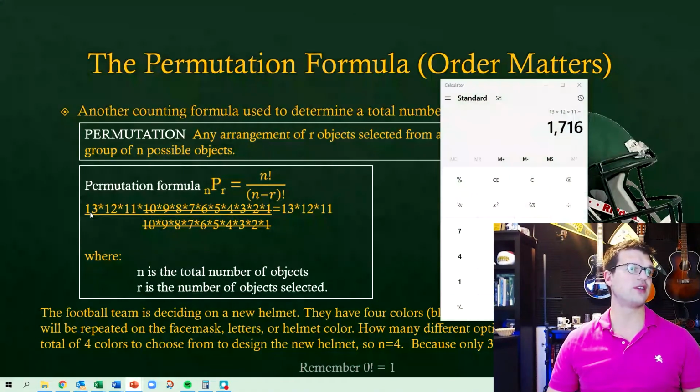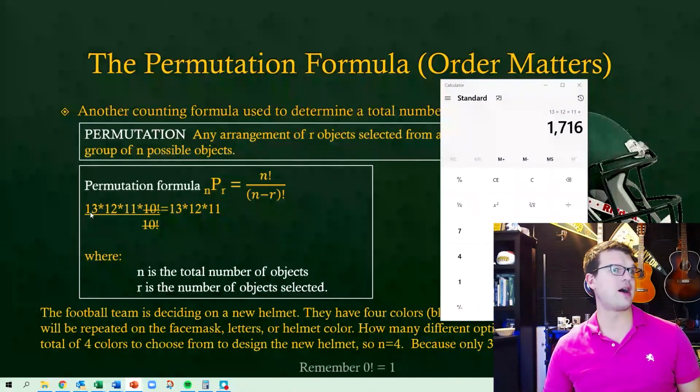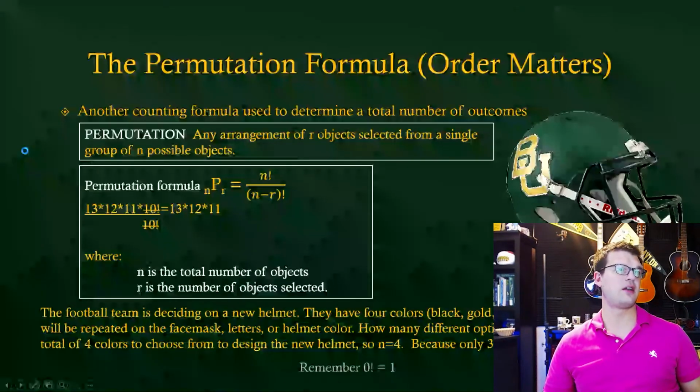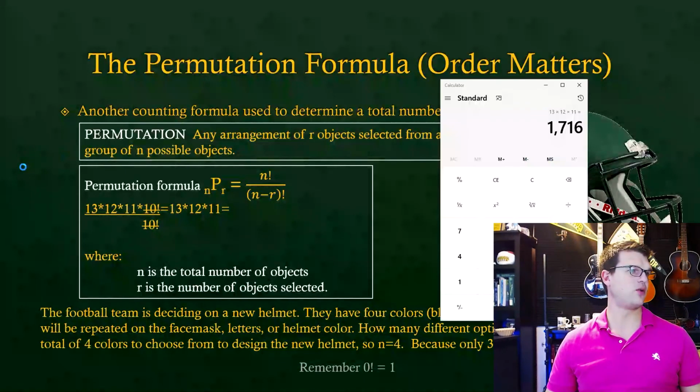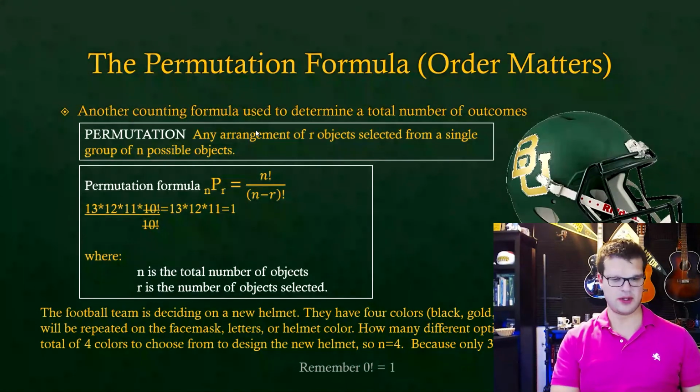Another way that you can do this is to note that on the bottom, you've got 10 factorial. So when you start listing them out, just go 13 times 12 times 11 times 10 factorial, and you can just cancel out the 10 factorial with the 10 factorial, which gives you 13 times 12 times 11, which equals the 1716. And that's when you have 13 pens, but only 3 get chosen at a time.